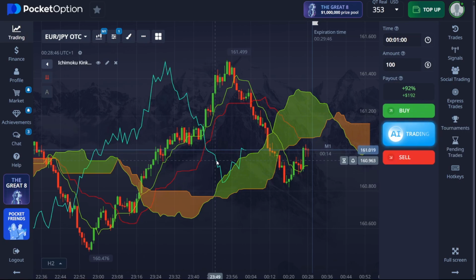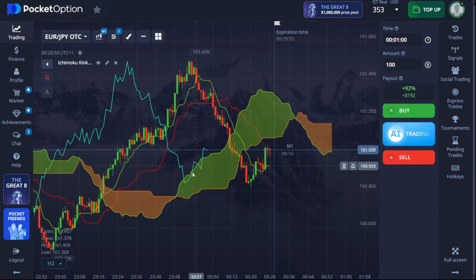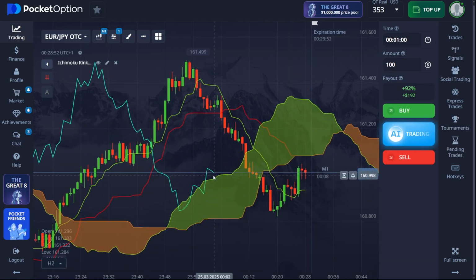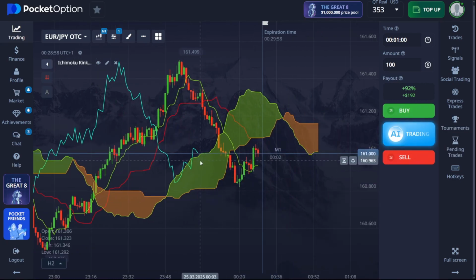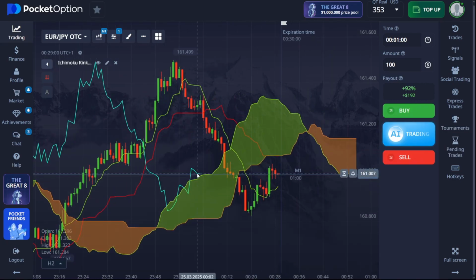How do we use it? Simple. We need to make sure it's outside the Ichimoku cloud. If, like in this example, it's inside, that's a bad signal. In such cases, it's better to skip the trade and find another pair.